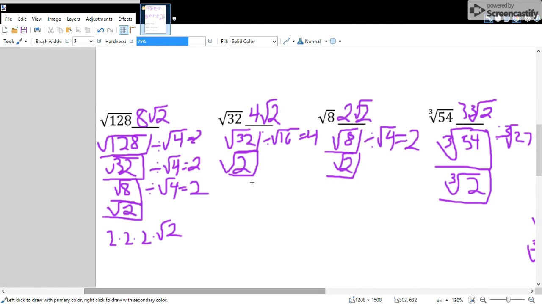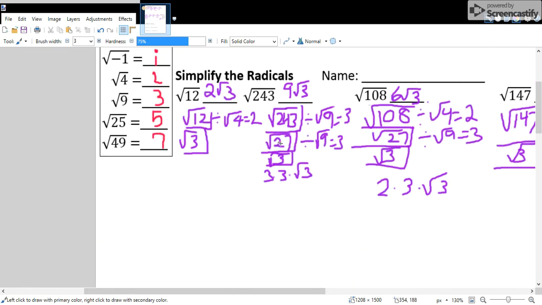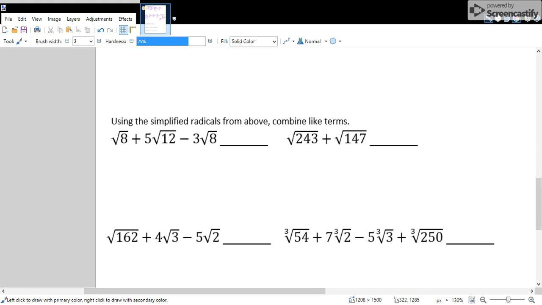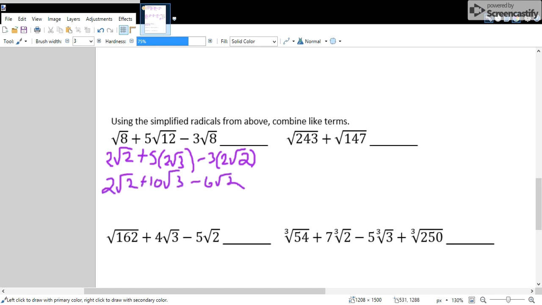Alright, now using these numbers that you found, you simplified these radicals. We're going to combine like terms here. So the square root of 8 from up above was 2 square root of 2. And then we can multiply these in. 5 times 2 is 10, 3 times 2 is 6. Combine like terms. 2 square root of 2 minus 6 square root of 2 is -4 square root of 2. That's your answer.